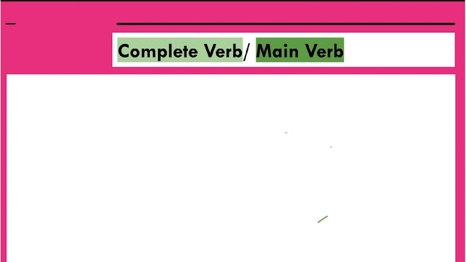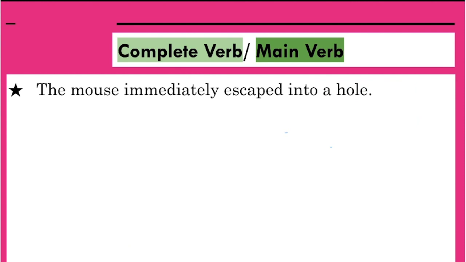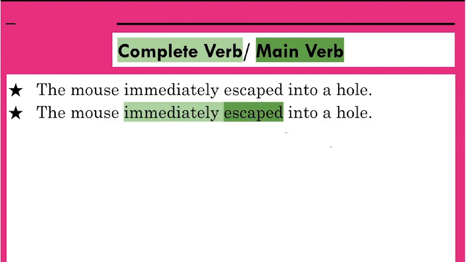Complete verb and main verb work the same way. There is a single verb that is the action, what actually happened. And there might be some other words. So an example is this. The mouse immediately escaped into a hole. What's the action? What happened? It escaped. It ran away. But the complete verb will include the time word immediately.